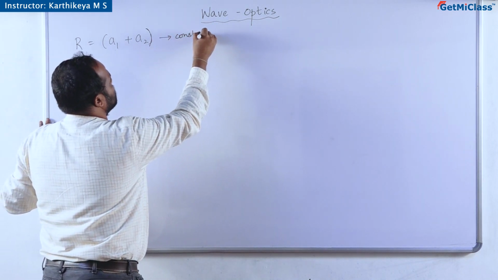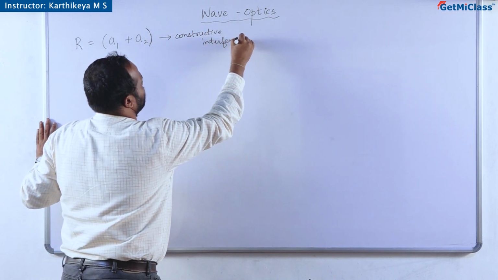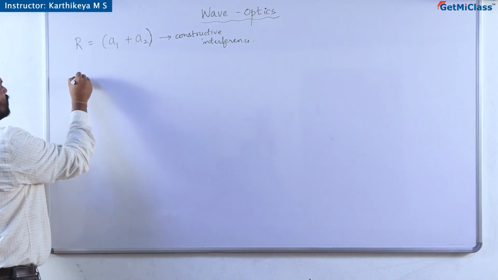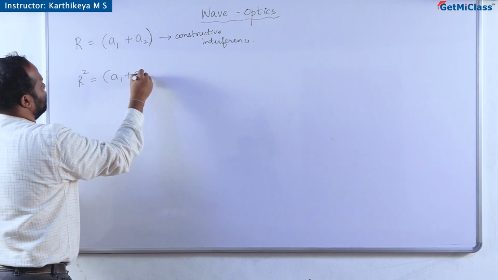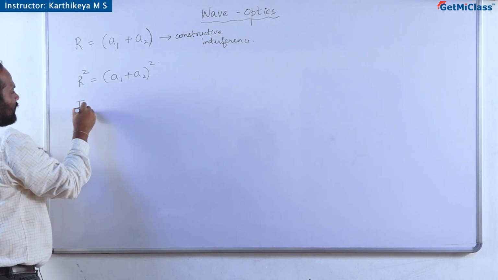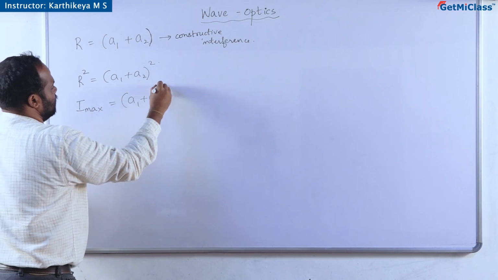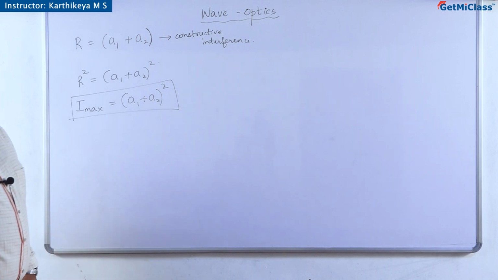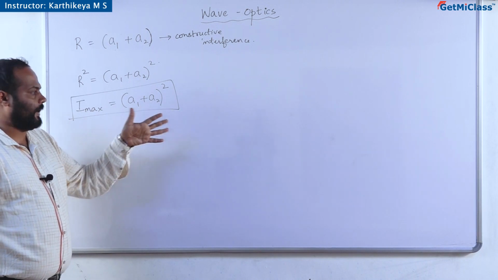So this is the maximum intensity or maximum amplitude you can get during the interference of the two waves. So squaring this now, R squared is (A1 plus A2) squared. So the maximum intensity is (A1 plus A2) whole square, which is the condition for maximum intensity of the resultant wave when the two interfering waves are of different amplitudes A1 and A2.